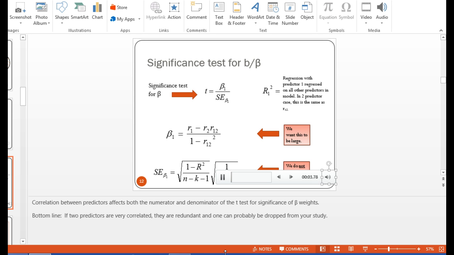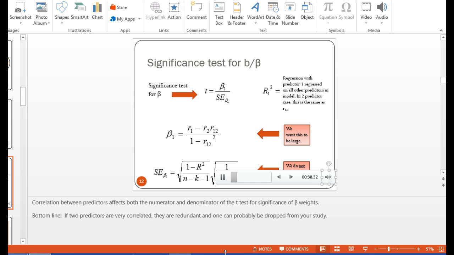Now it's time to talk about significance testing for B's or betas. Basically it's the same thing. The formulas are a little bit different for B and for beta, but we're going to focus on the formulas for beta. So the significance test for a beta in a regression is just a basic t-test where you have the actual beta itself for a given predictor. In this case, we're going to do beta 1. So beta for predictor 1 over the standard error of beta 1. And the formulas are given below for each of those.